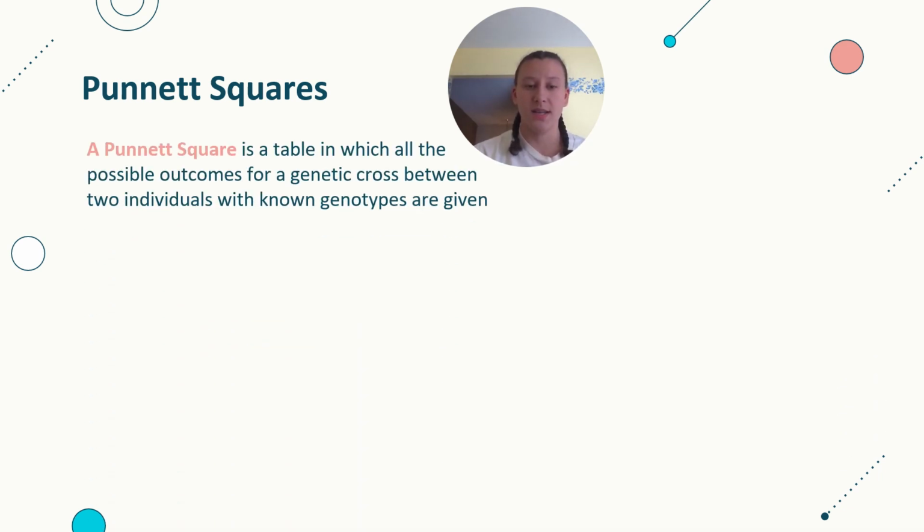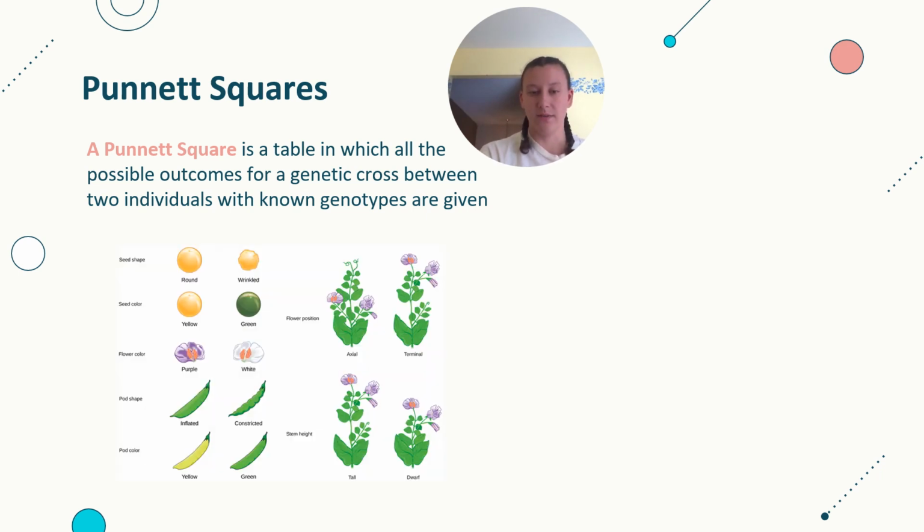A Punnett square is a table in which all of the possible outcomes for a genetic cross, which is 2 parents coming together and reproducing offspring, what are all of the possibilities for genotypes? Because as we discussed last lesson, there are 4 cells created in meiosis, so there are 4 possibilities every time.